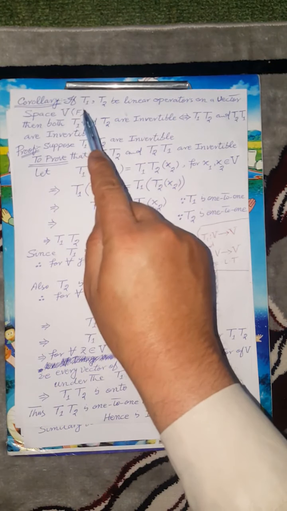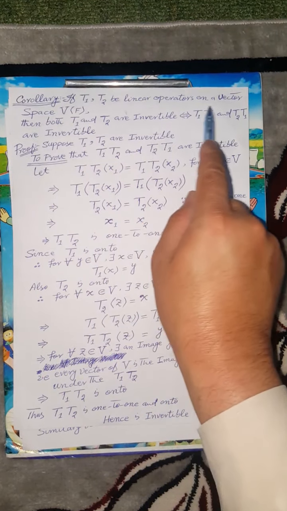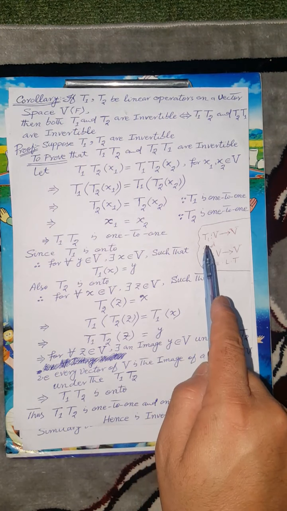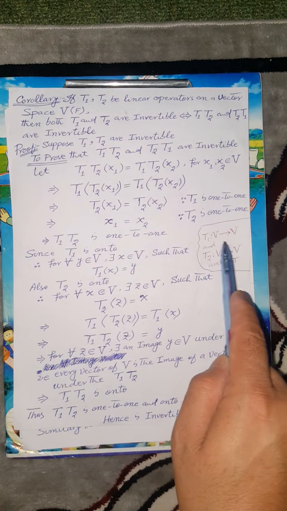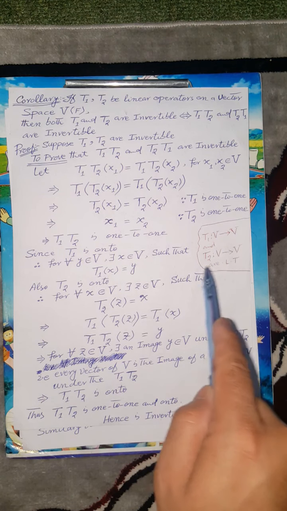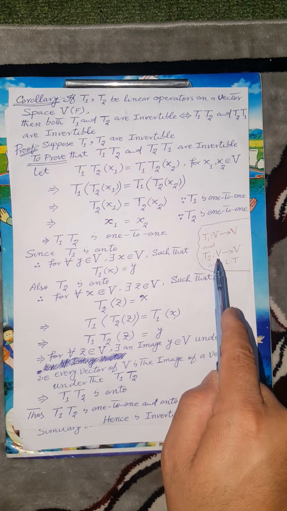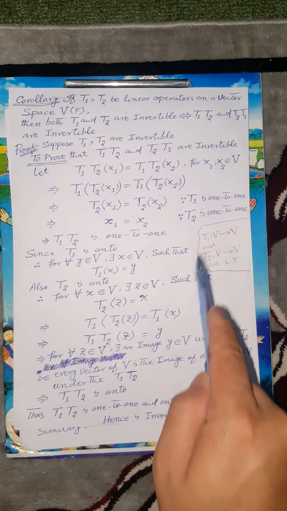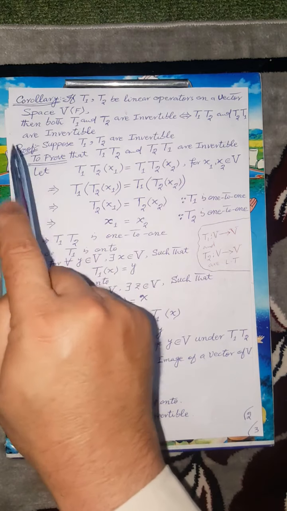Bismillahirrahmanirrahim. Next result: let T1 and T2 be linear operators on a vector space V over the field F. A linear operator means that T1 is a linear transformation from the vector space V to the same vector space V, and T2 is also a linear transformation from V to the same vector space V. Therefore T1 and T2 are called linear operators.